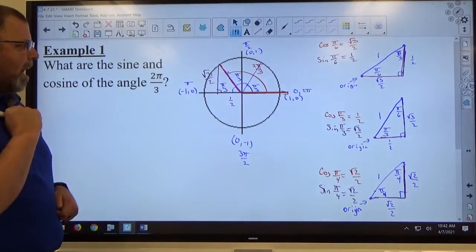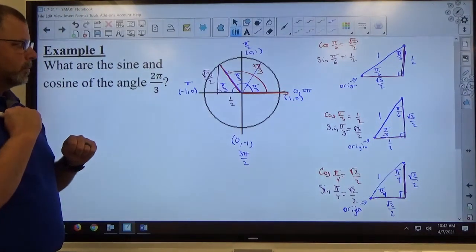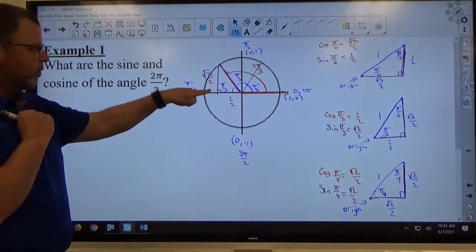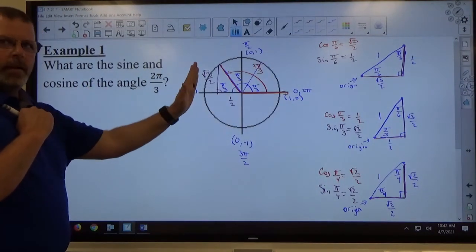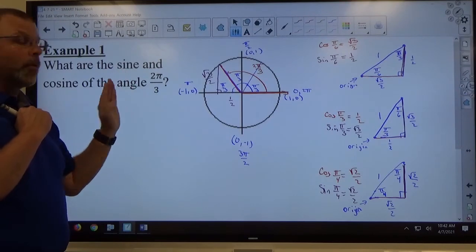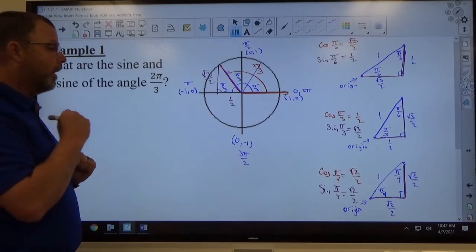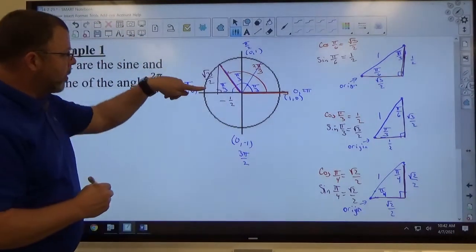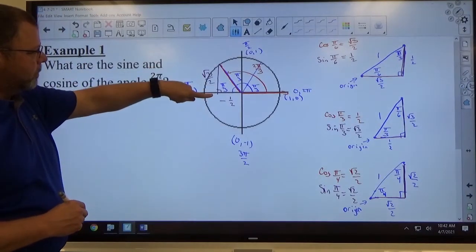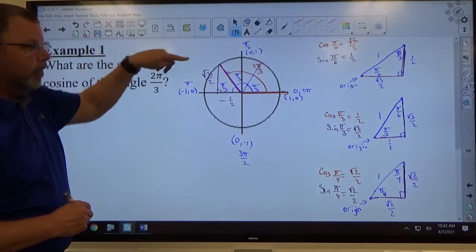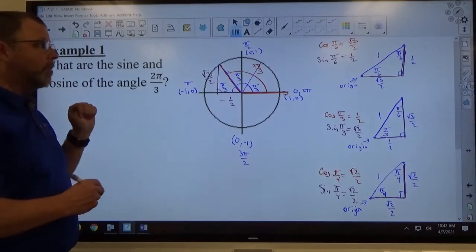Which direction is the half going from the origin? If I'm here, I'm going this way. Which direction am I going? Going left. If I'm going left, what sign should I put? Negative. Which direction am I going to get to this object from the x-axis? Up. If I'm going up, that should be positive.